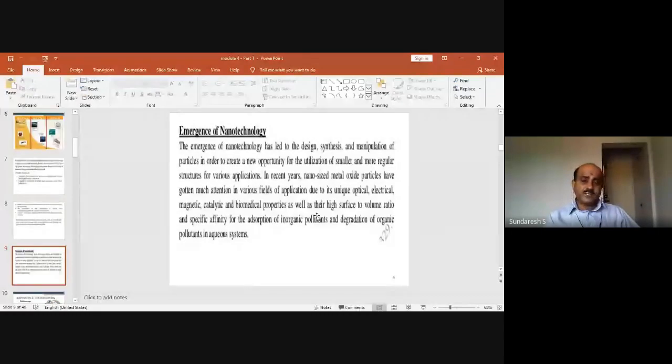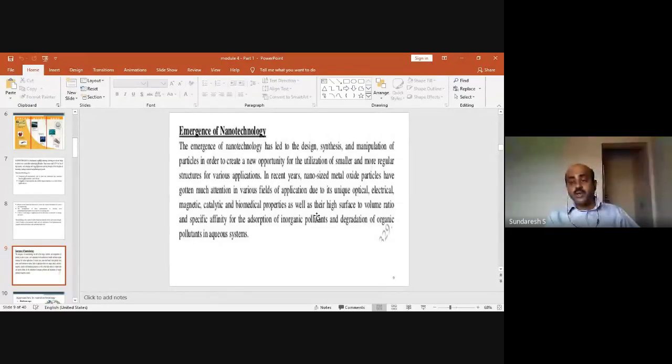When nanotechnology emerged, it led to the design, synthesis, and manipulation of particles. What is the purpose of the design, synthesis, and manipulation of the particles? It is used to create new opportunities for the utilization of smaller and more regular structures for various applications. Before the emergence of nanotechnology, we might not have known what applications these materials had. Of course, they might have been used for some other applications, but some materials have unique properties. They can exhibit unique properties at the nano level, and because of those properties, they can be used for some other specific application.